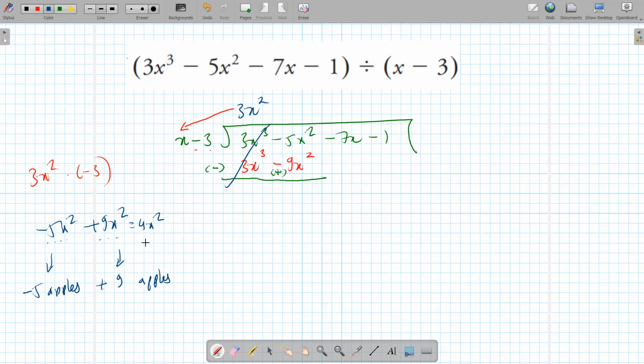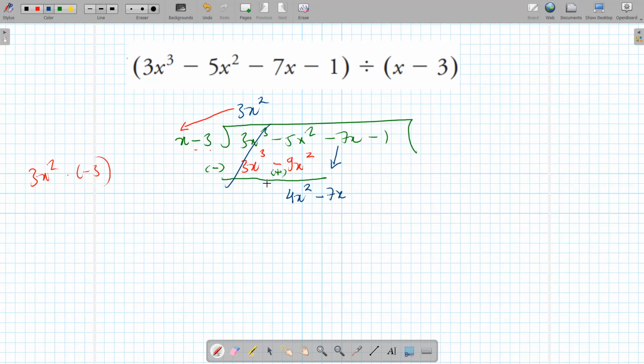X to the 4, you would only get if you're trying to multiply x squared with x squared, which is not what we're trying to do here. The power is going to stay the same. If you add or subtract, the exponent itself is going to stay the same. It only changes if you multiply or divide. So negative 5x squared plus 9x squared is 4x squared. Now notice we subtracted something. Whenever you subtract something, you're allowed to bring the other guy down. Minus 7x. There we go.